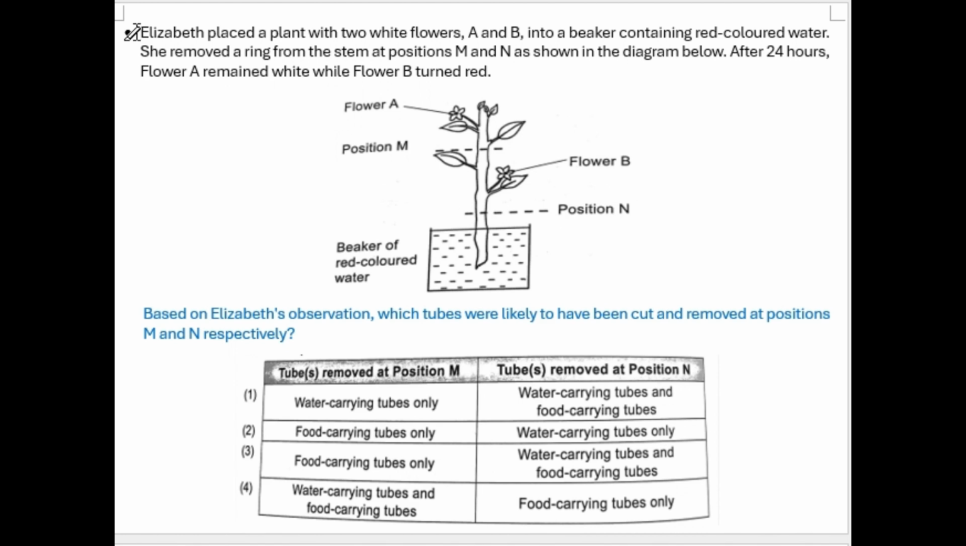Elizabeth placed a plant with two white flowers, A and B, into a beaker containing red-colored water. She removed a ring from the stem at positions M and N, as shown in the diagram below. After 24 hours, flower A remained white, while flower B turned red.